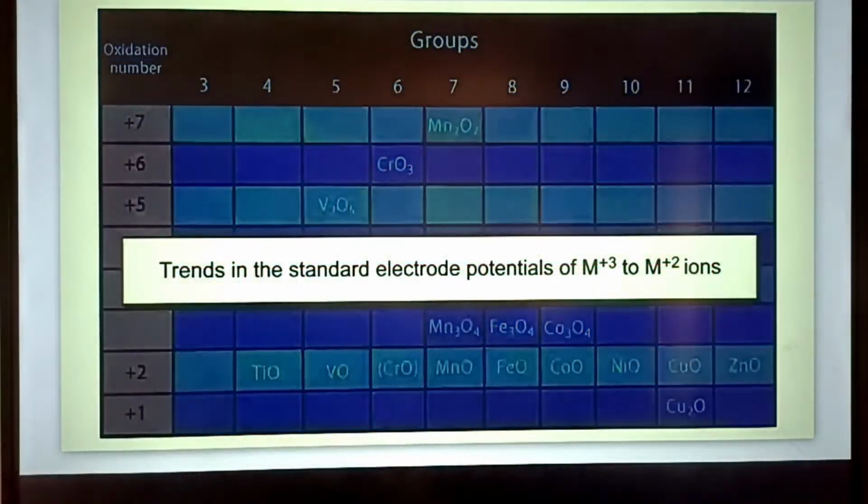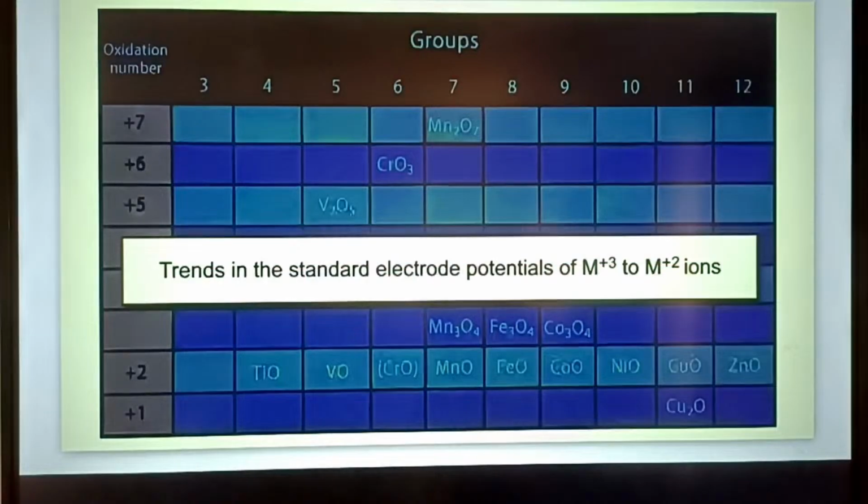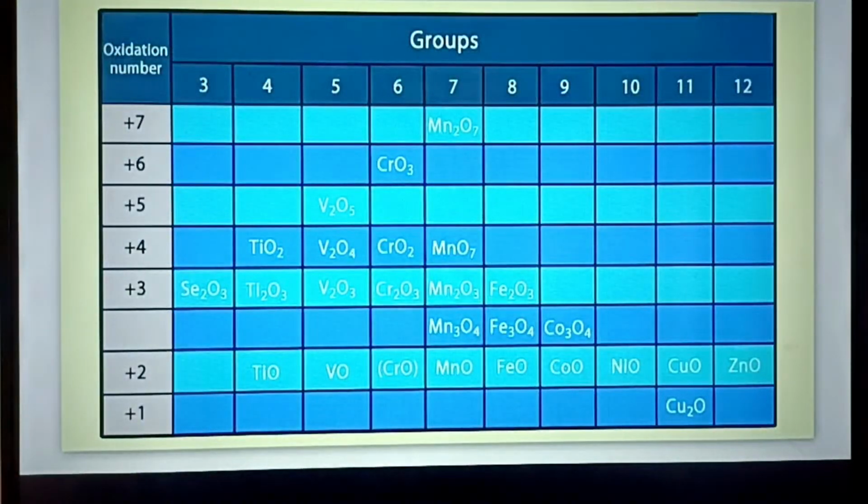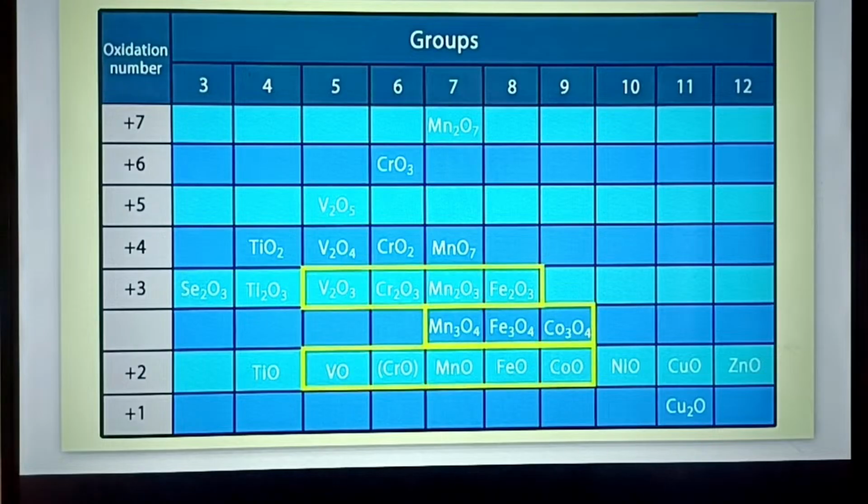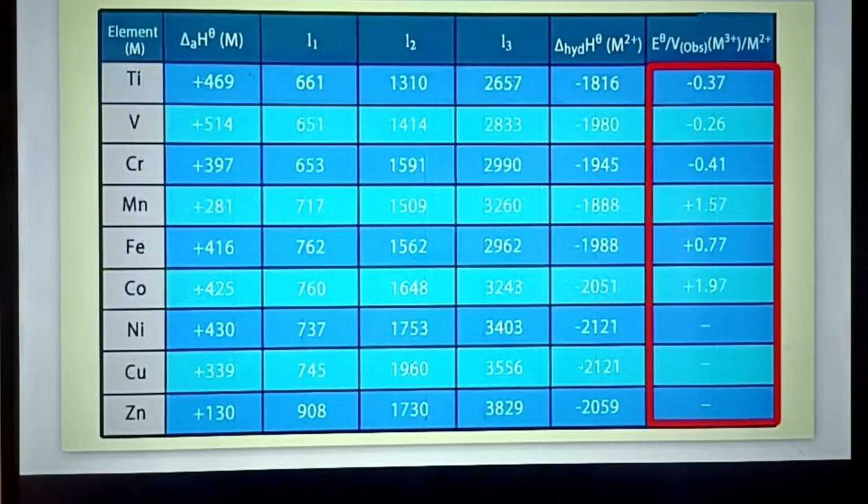Now, let us look at the trends in the standard electrode potentials of M3+/M2+ ions. Not all the first row transition elements have the same pairs of stable oxidation states. The elements from vanadium to cobalt are chosen because they all have +2 and +3 states, for which reliable experimental data are available. The observed electrode potentials for these elements are shown in the table.